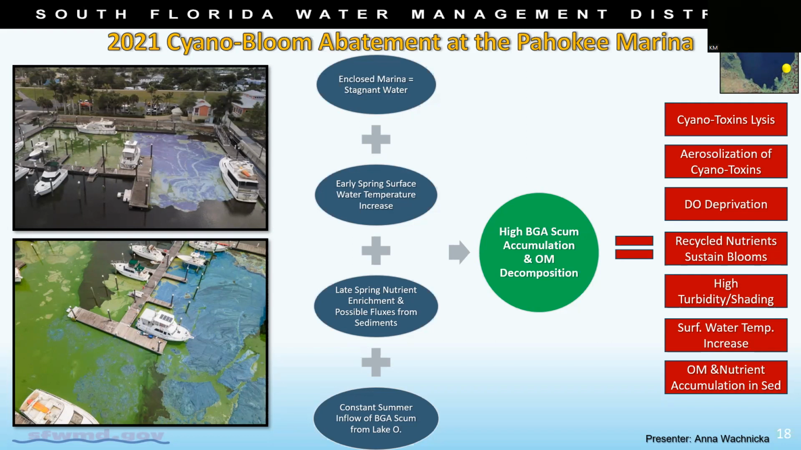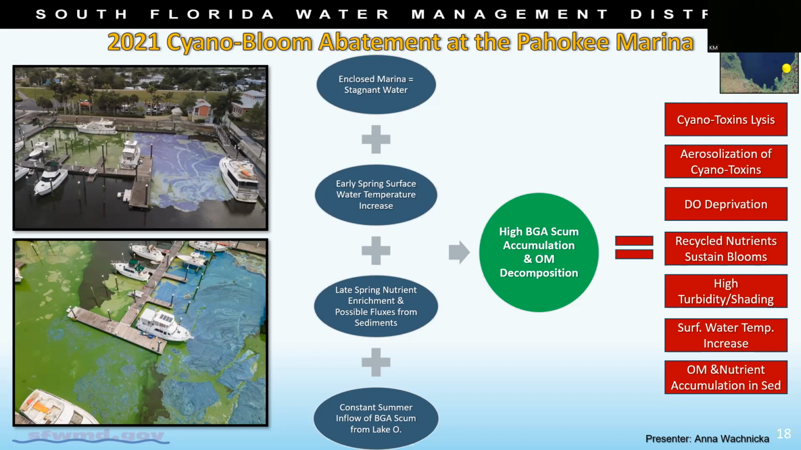Here are a few examples of our successful treatments. One that we did was at the Pahokee Marina. You can clearly see that the marina was heavily affected by the blooms. That bluish color that you see is basically decomposing cyanobacterial biomass, and the phycocyanin pigments are slowly released from the cells, and the toxins are also released from the cells. So we had really toxic blooms that were slowly decomposing within that marina.